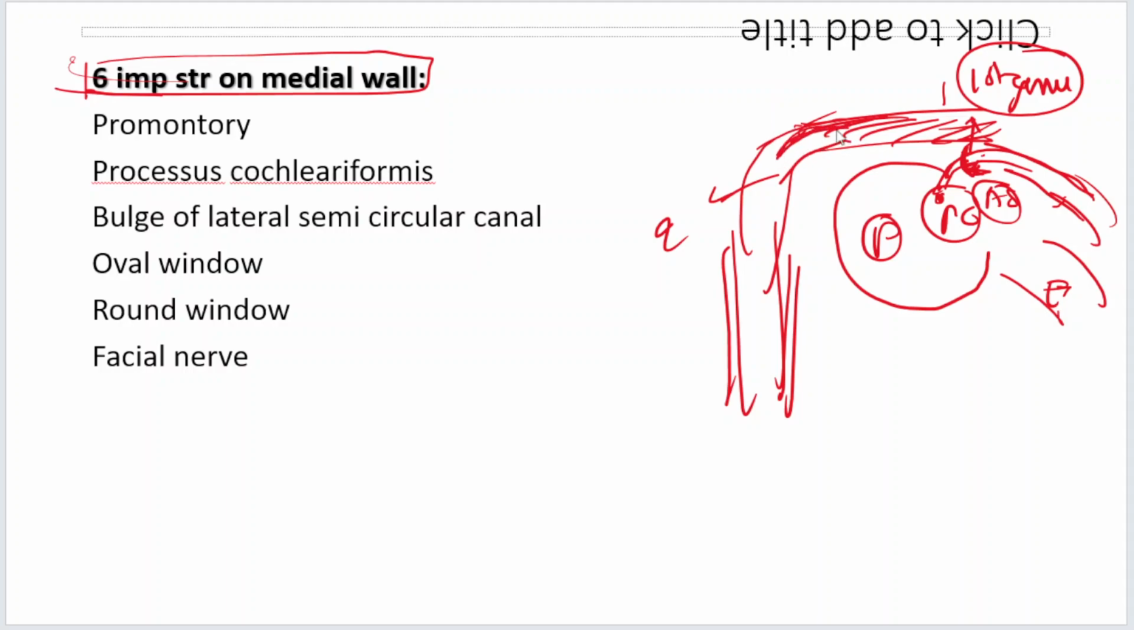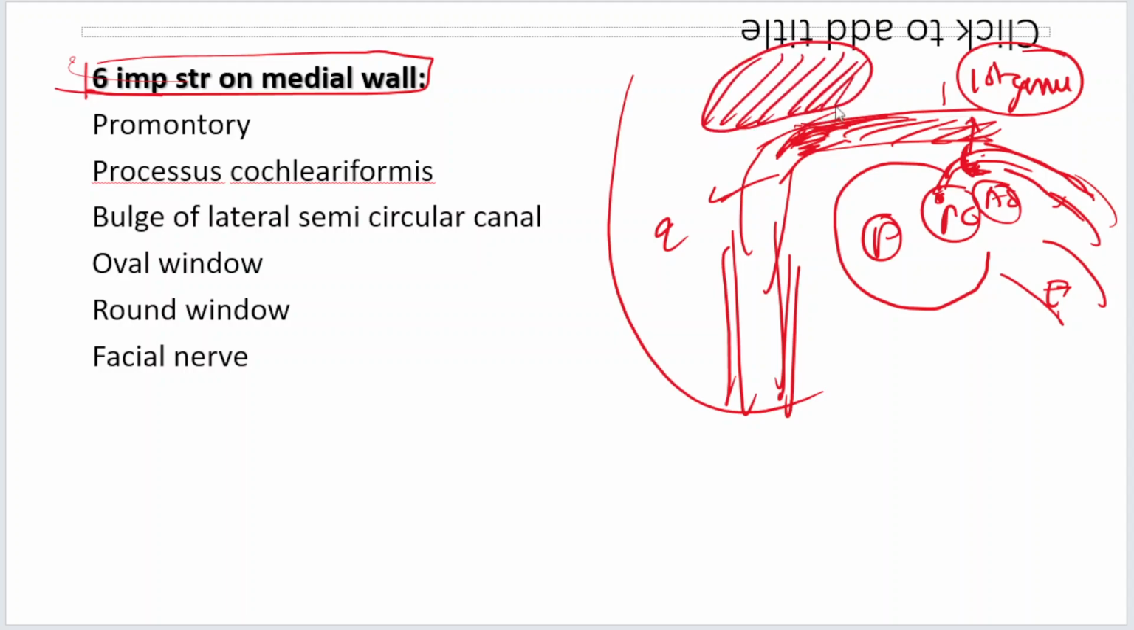Above this horizontal segment of the facial nerve, posterior superiorly, you will have a bulge that is called the bulge of the lateral semicircular canal. In between the promontory and the facial nerve, on the posterior superior aspect, you will have the oval window, which is the footplate of the stapes. Posterior inferiorly, you will have the round window, with the round window niche.